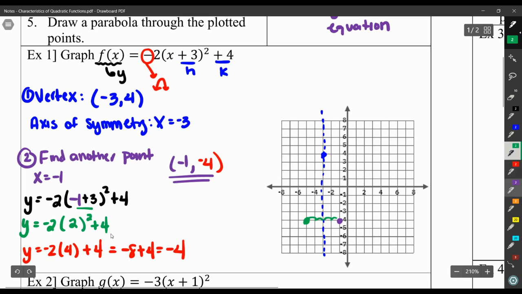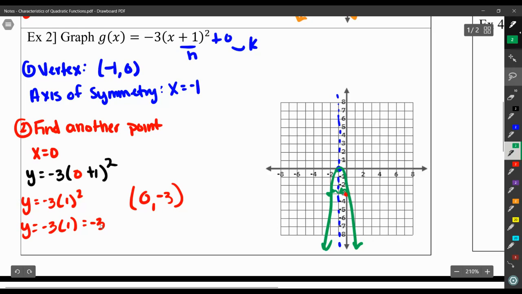Now that we have a third point, we're going to connect these points with a parabola, which means a U-shaped curve. Guys, it's a curve, not a V. So make sure you connect these with an actual curve at the top or the bottom. So this is going to be the relative shape of my parabola. Pause the video, try example 2.